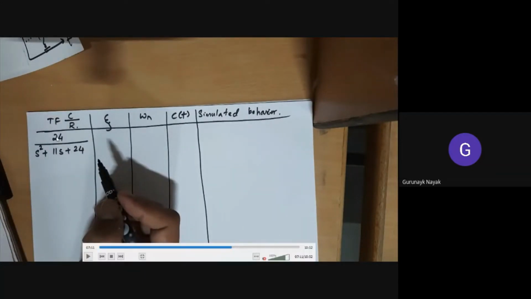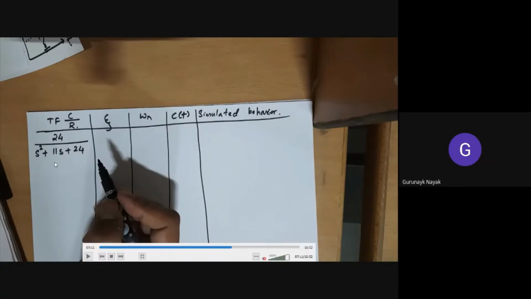My wordings may sound a little complicated or confusing. Just hold on for 5 to 15 minutes, you will understand. I'll make a tabular column, and in the first column, we write C of S by R of S, which is the transfer function. So what is this transfer function? It is 24 divided by S square plus 11S plus 24. This is the first scenario.